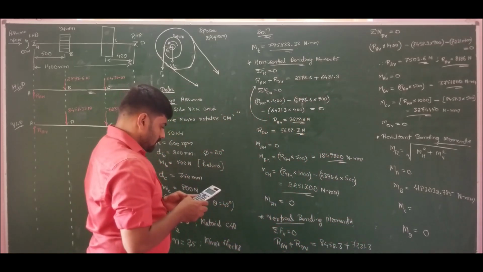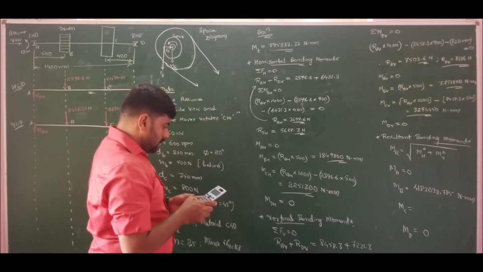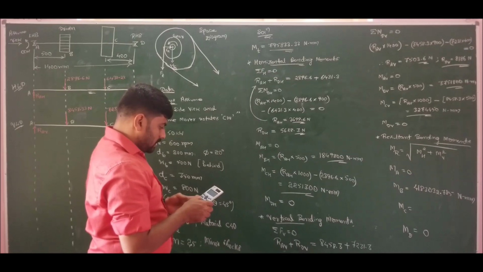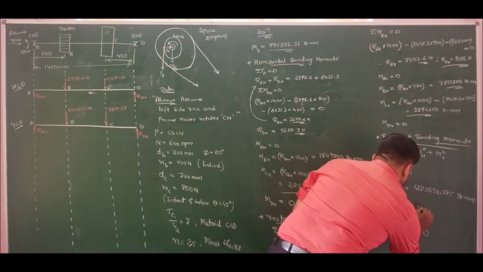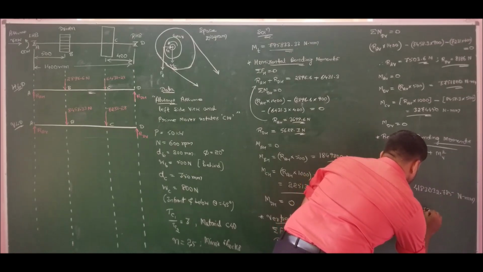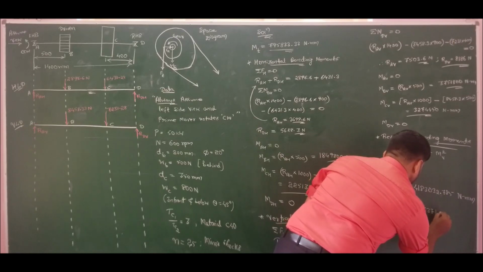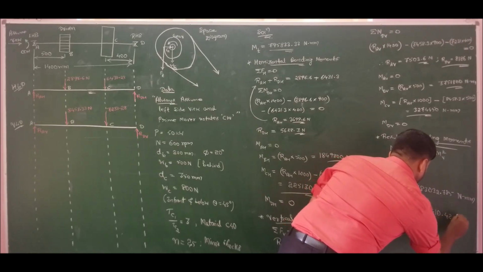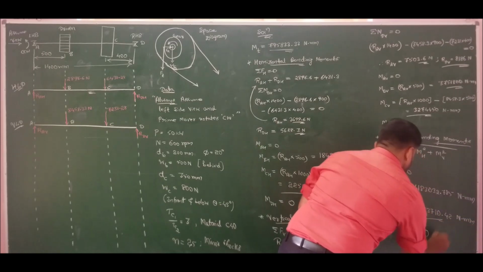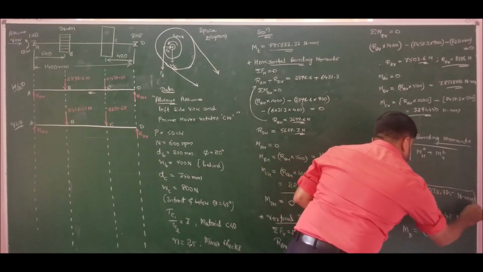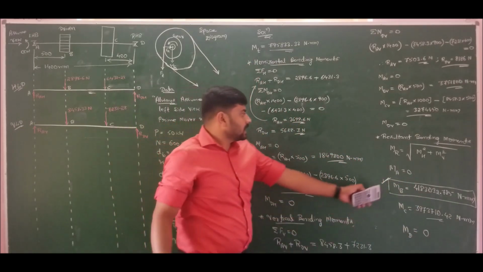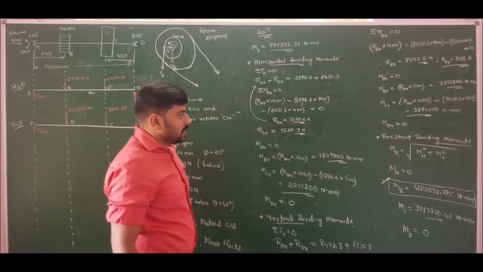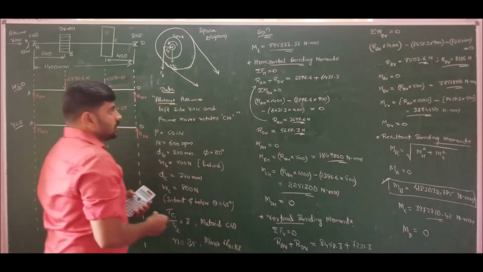Coming to C, horizontal is 2251300 squared plus vertical is 3274450 squared, which is turning out to be 3973710.42 Newton millimeters. So MB is the maximum bending moment. So this is what I require. We know MT, and we have calculated the value of MB. Now I can find the value of diameter required. Let me transfer this to the diagram.